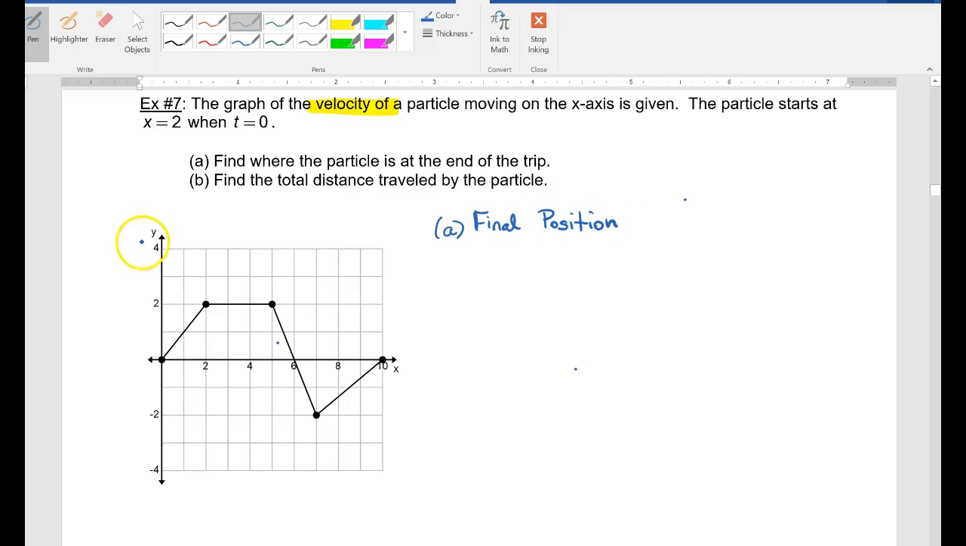Right, so remember, this was a velocity graph. Okay, this is what I'm talking about, guys. You need to look at each problem differently. And so this one is velocity. If I want to know where I am at the end of the trip, what do I need? I need to have the initial plus the displacement, right?